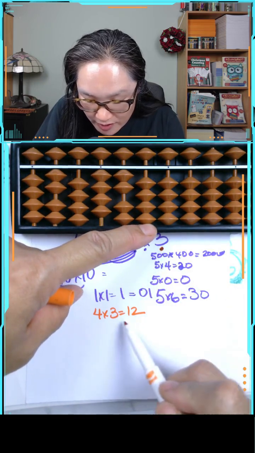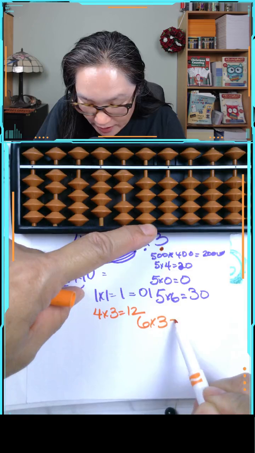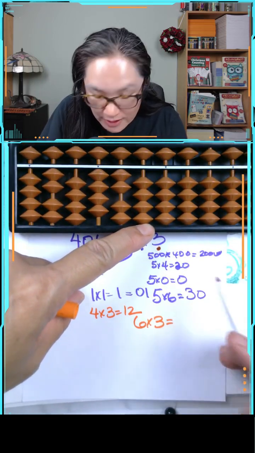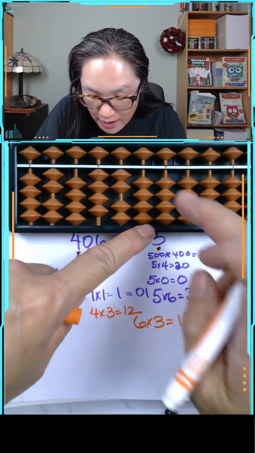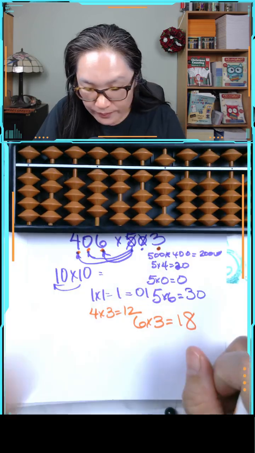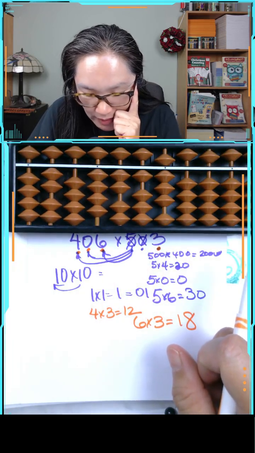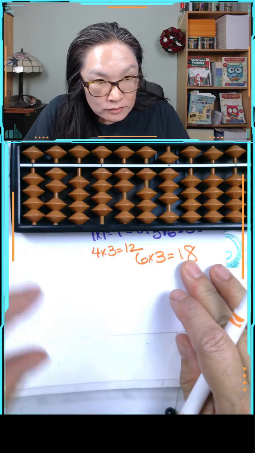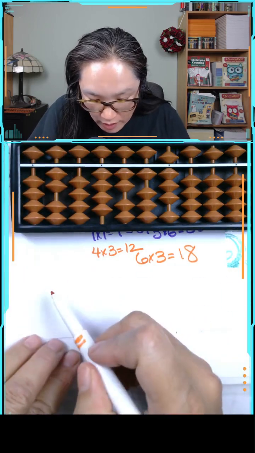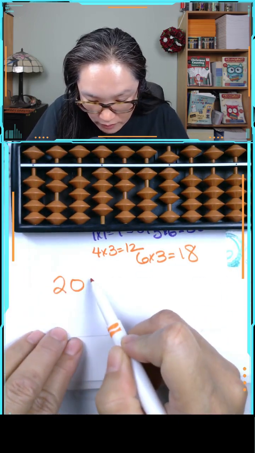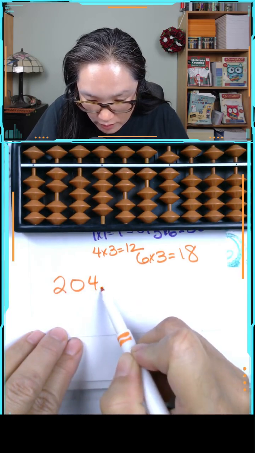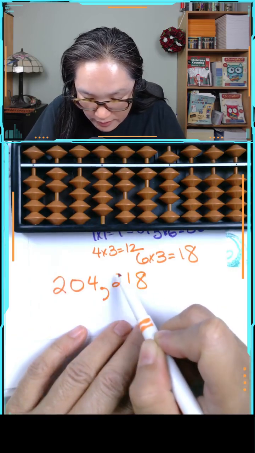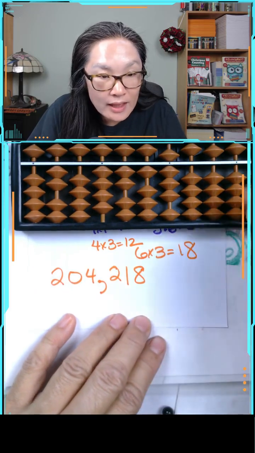6 times 3. What is 6 times 3? Thank you, Johnny boy. What's 6 times 3? Thank you, board. 6 times 3 is 18. Add the 1, add the 8. So what is my number? Our number is 2, 0, 4, comma, 2, 1, 8. That is my final answer.